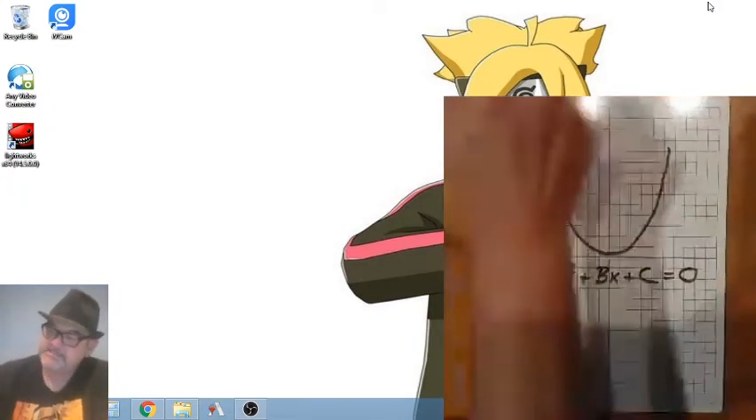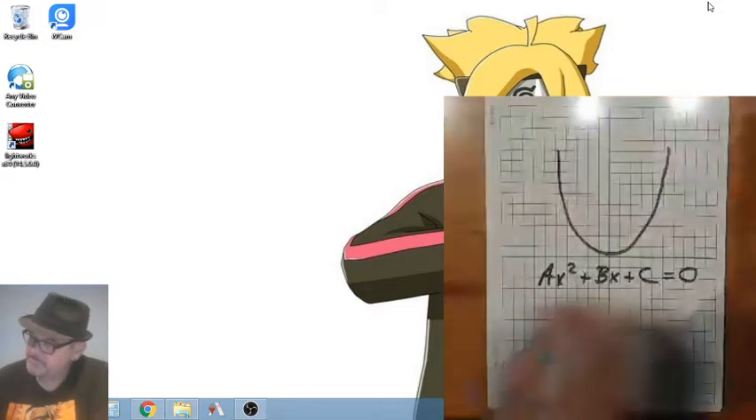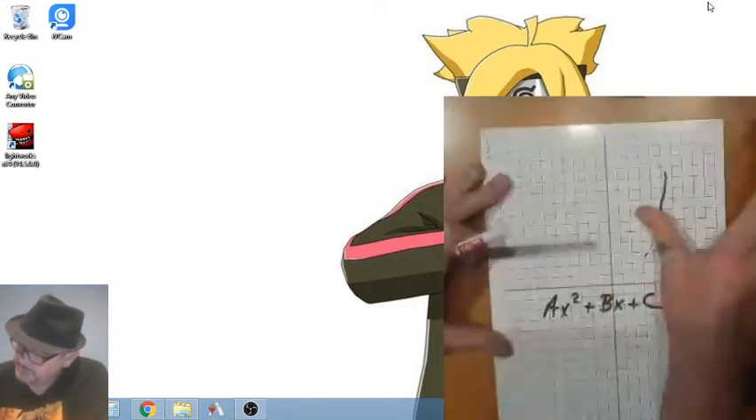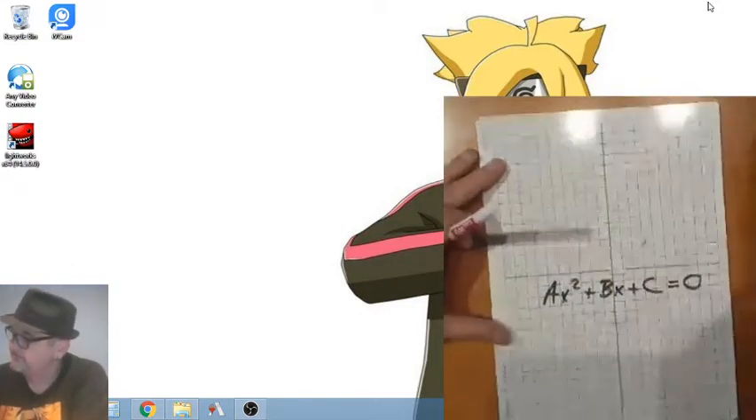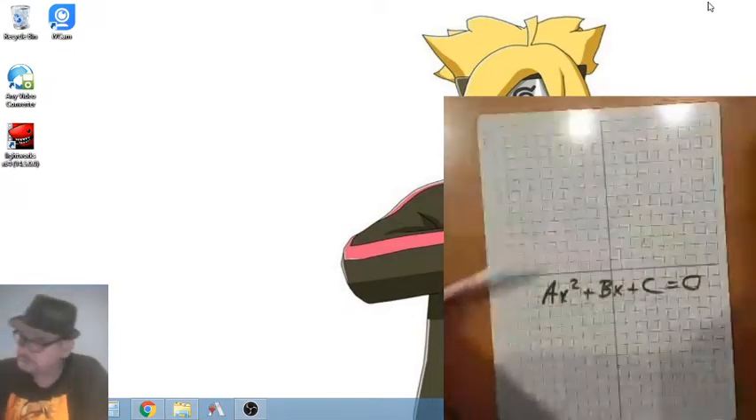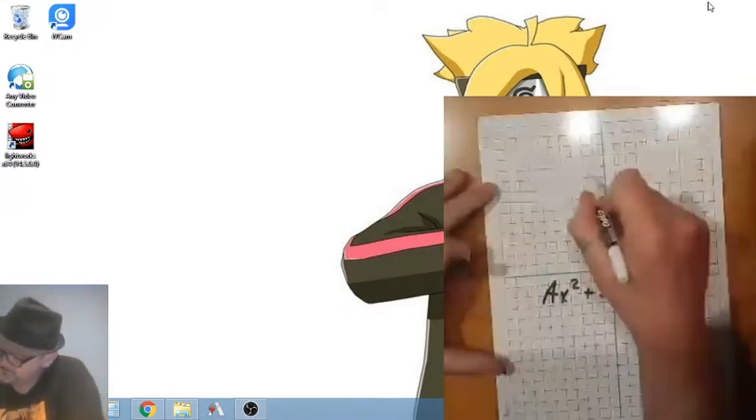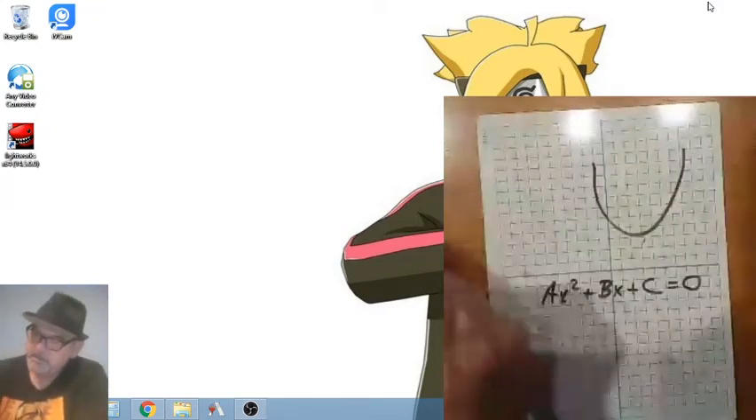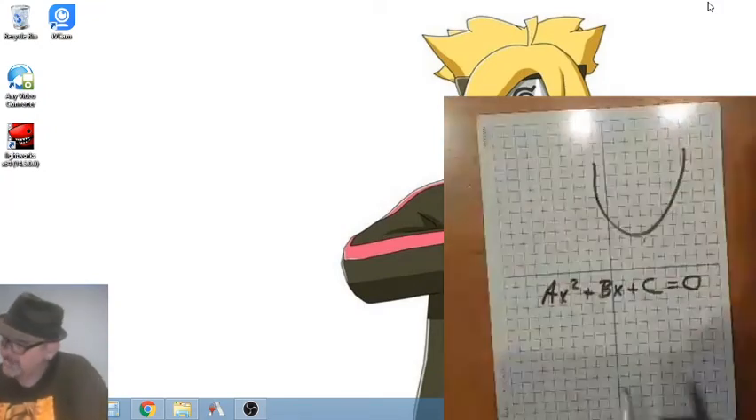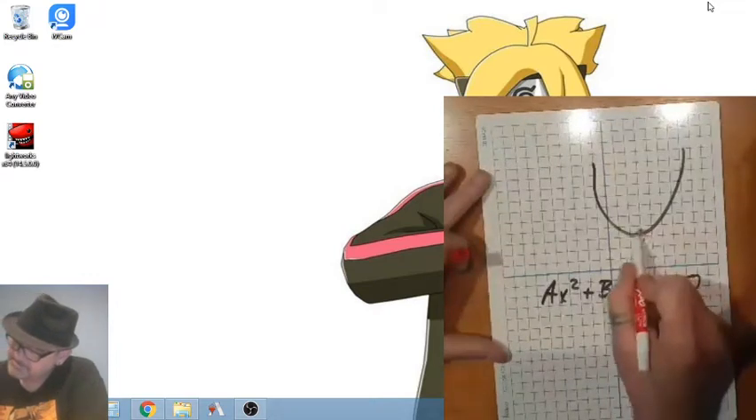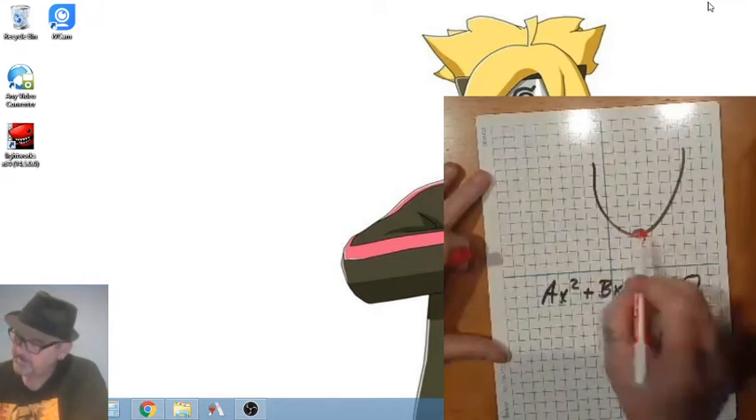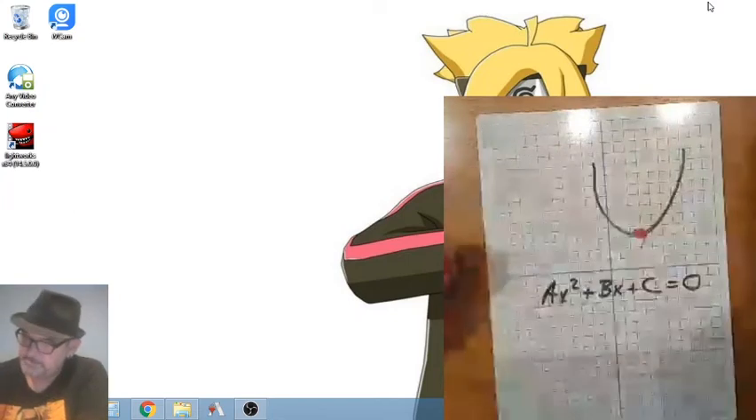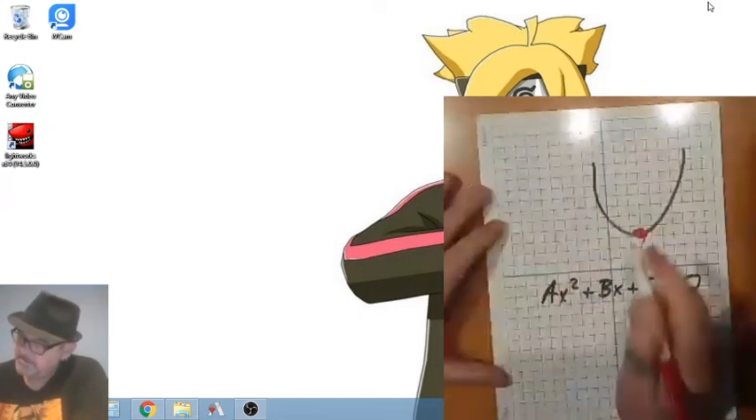So, vertex and axis of symmetry. The vertex, let me change this. Let me make a different looking one. Ooh, sorry about that, camera. Back, there you go. Let's make this kind of here. Right there. Okay? So, the axis of symmetry is the center line. Okay, I didn't draw it very symmetrical, but you get the idea.